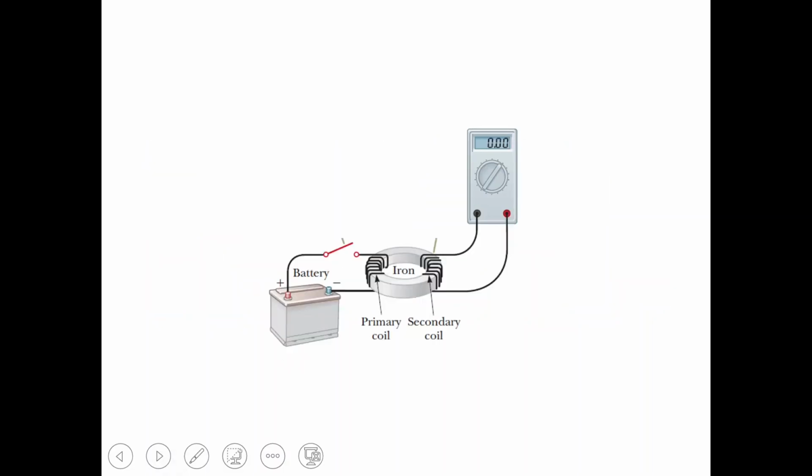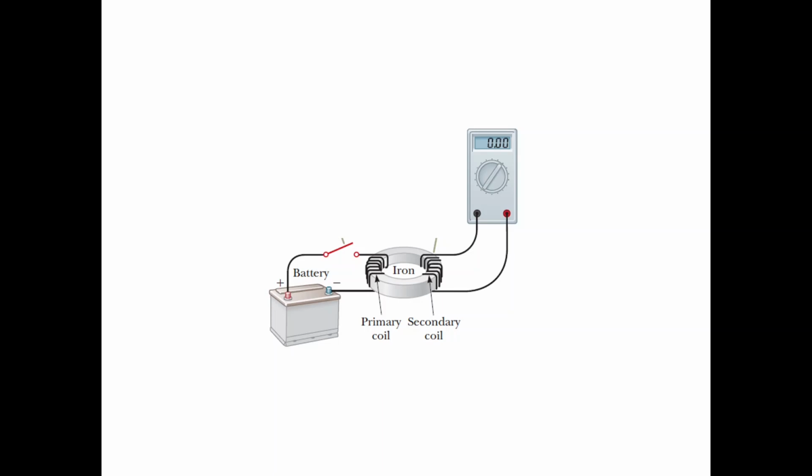So another option for how we can show the induced electromotive force and induced current. Imagine we have some iron core which is electrically insulated, and the wires are also covered with insulation. So we have some primary and secondary coil, and here is a battery.